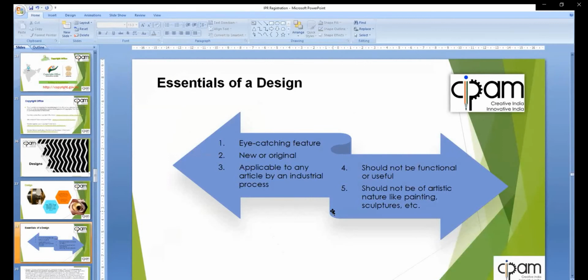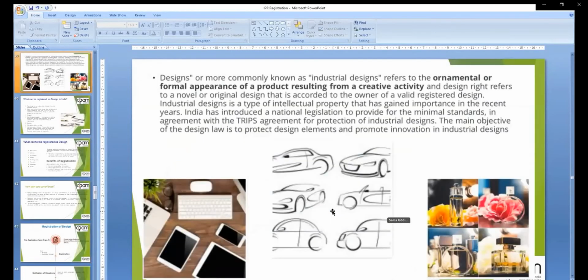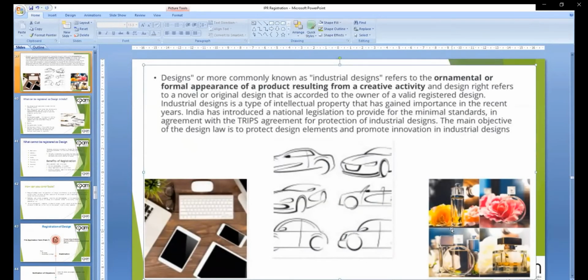So design should be eye-catching, original, applicable to any article by an industrial process, and should not be a functional aspect, should not be of an artistic nature like painting, sculpture, etc. It's just a form of pattern of expression. That's it. So as you can see the form, the beautification on this bottle, this beautification on this cover or everything. So this bottle, this increases its value, aesthetic value in the market, but it does not have any functional aspects. So this is the design.